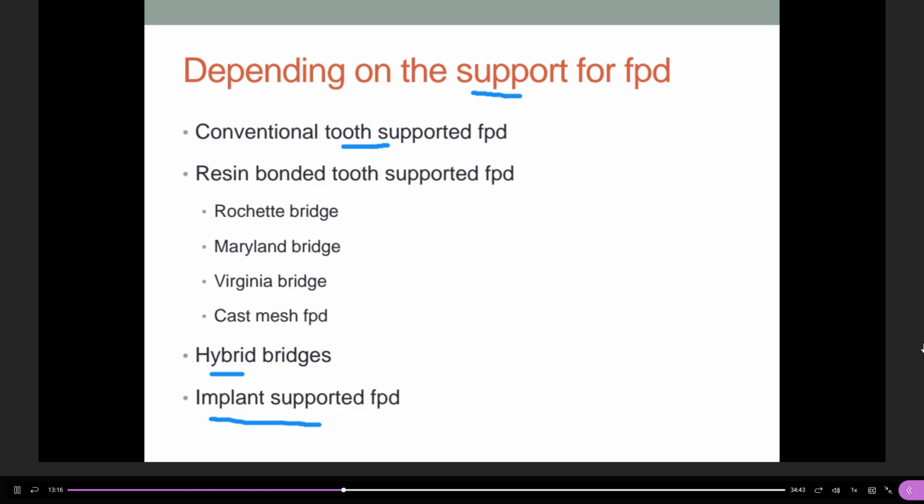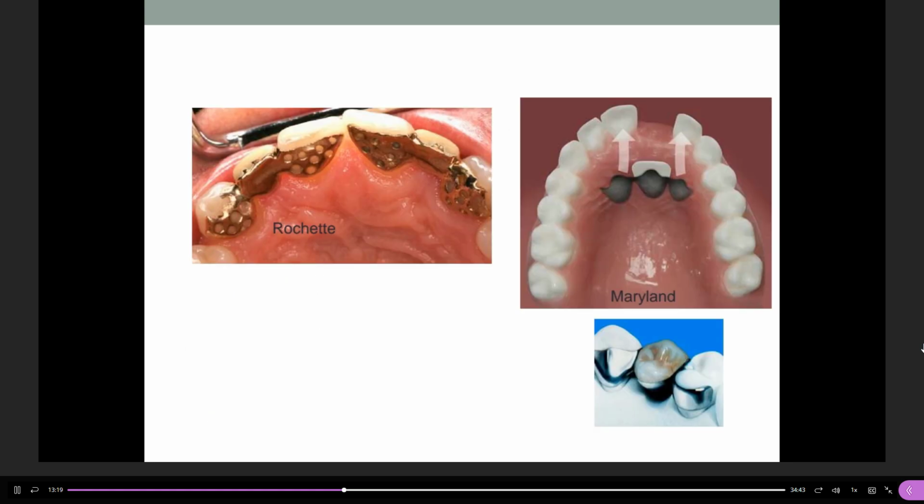Now, for your understanding, this is what a resin bonded FPD will look like. Only partial preparation of the tooth is carried out, and the missing tooth, that is a pontic, will be stuck with the adhesive cement to the lingual surfaces of the abutment teeth. So it is partially covered and it is held with the help of resin.